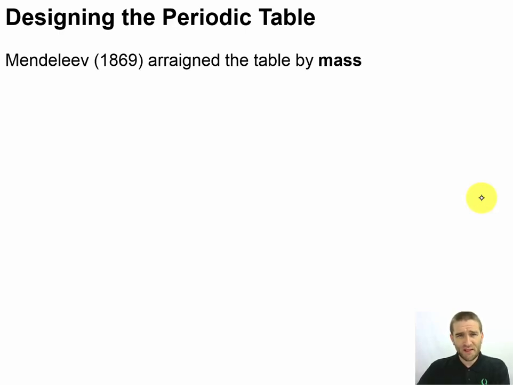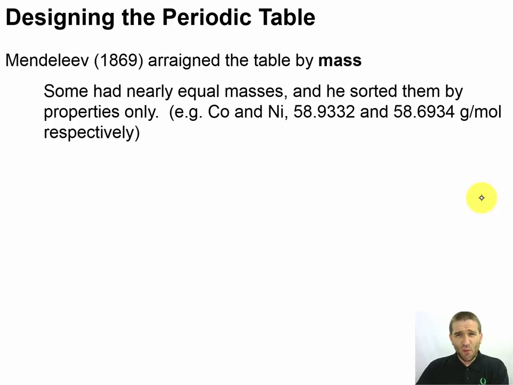Well, Mendeleev, back in 1869, started arranging the periodic table by mass. Now, when he did that, he found that some of them had nearly equal masses. So he said, well, I'm going to have to sort these ones out by properties and group them in the same column as other things that have similar properties.